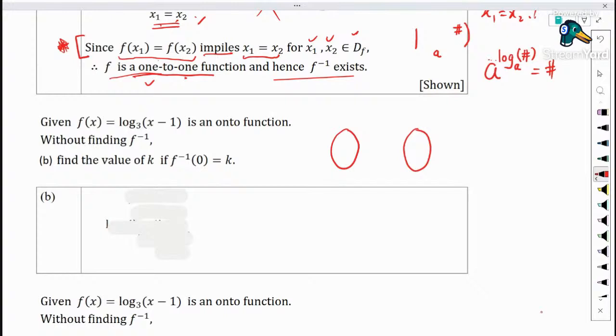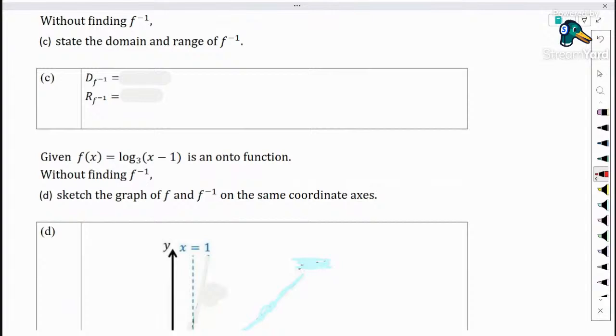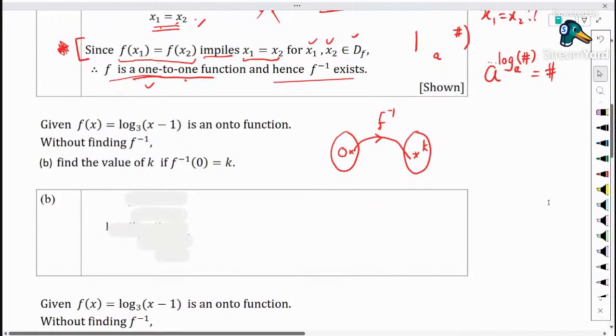Okay, let's say originally from here is 0. It undergoes a function's inverse. It will give me the result of k. If the object is 0, undergo function inverse, I get the image of k. Then I find out that from this diagram here, what if I have the reversing process?